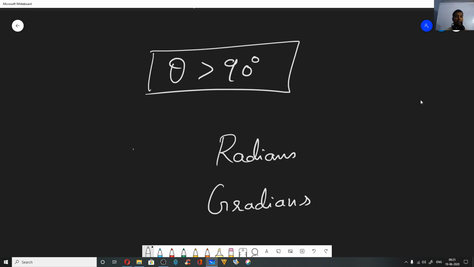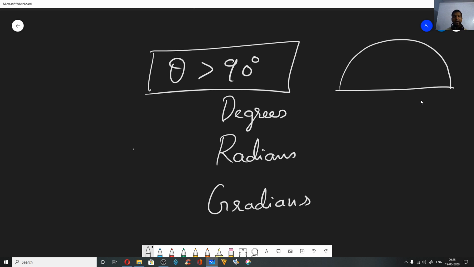Now all of us know about degrees. The same degrees we have seen in our protractor. So 90 degrees actually means a perpendicular line. Usually we say 30 degrees, like that. Now apart from degrees, we have two more methods to measure angles: radians and gradients. So degrees, radians and gradients.